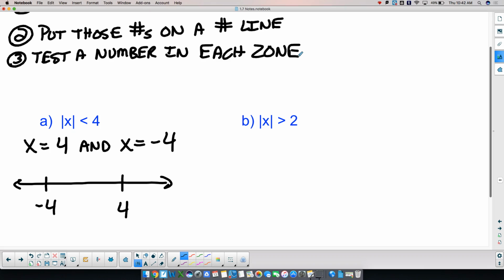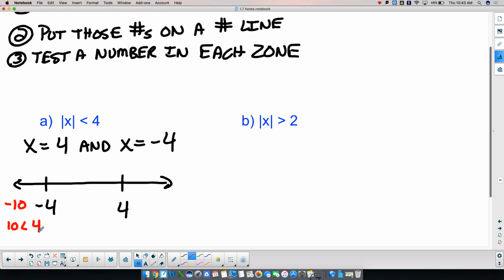Okay? It can be any number that you want. It doesn't have to be the same number as the person sitting next to you. I may pick negative 82. You may pick negative 5. Doesn't matter. It's all still in that zone. So in this zone, I'm going to pick negative 10. And I'm going to put that number back into my original inequality. So the absolute value of negative 10 is 10. Is 10 less than 4?